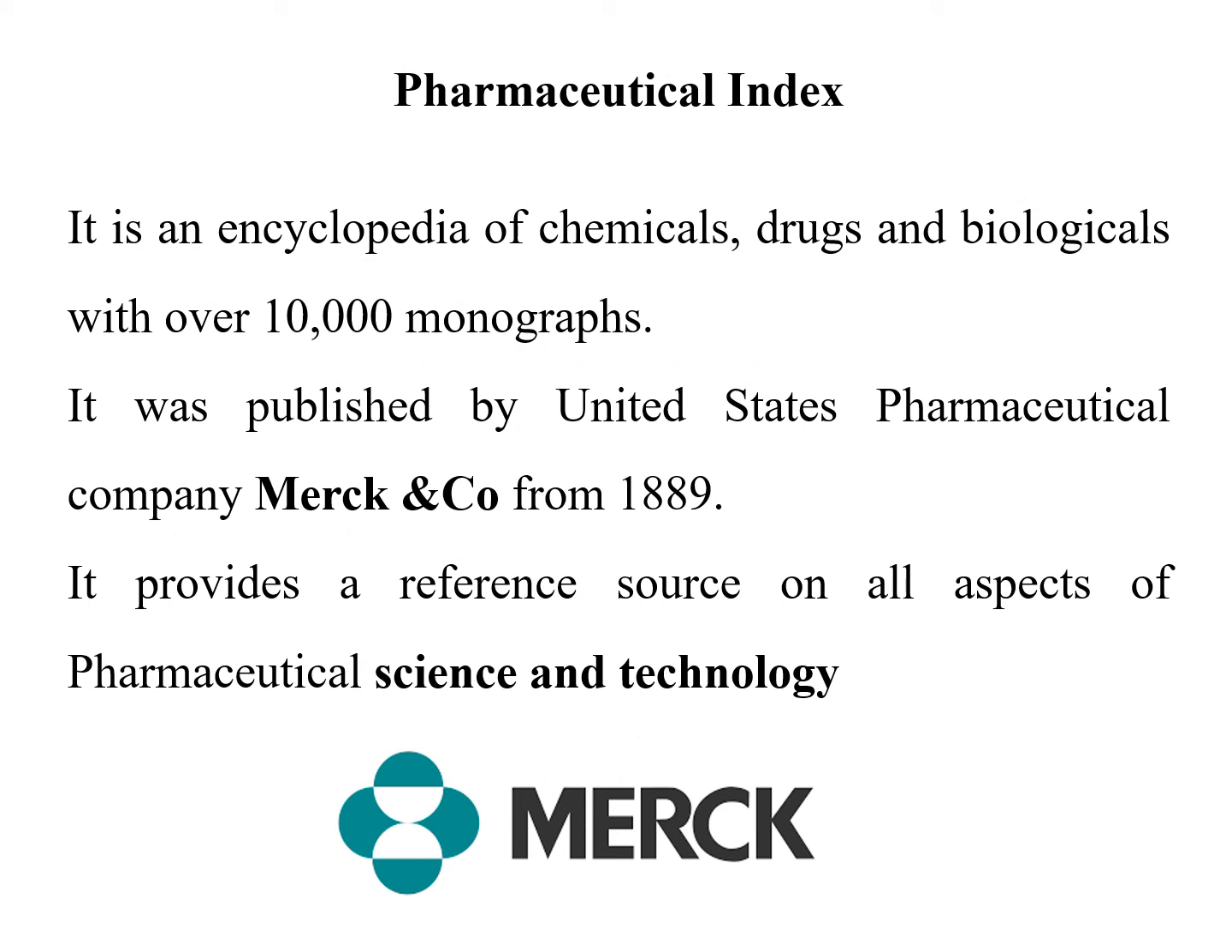It is an encyclopedia of chemicals, drugs and biologicals with over 10,000 monographs. It's a list of chemicals and their standards. It was published by a pharmaceutical company, Merck & Co., from 1889. This is a private book published by a pharmaceutical company from the US named Merck & Co. It provides a reference source on all aspects of pharmaceutical science and technology. It gives more emphasis to the science and technology and its development, various chemicals and their standards, drugs, everything. Complete information is there in this private book, called the Pharmaceutical Index.